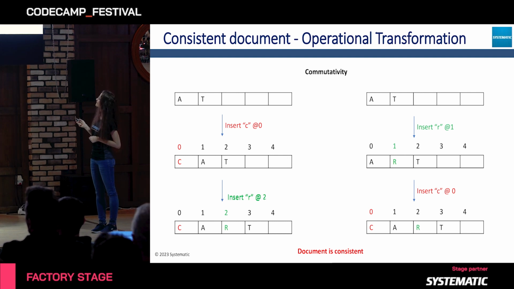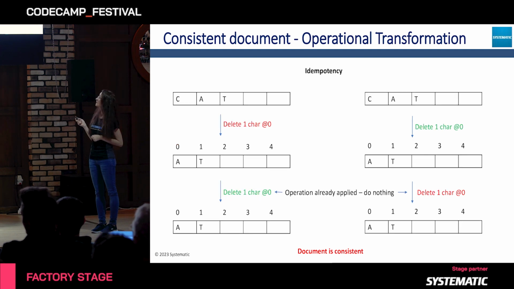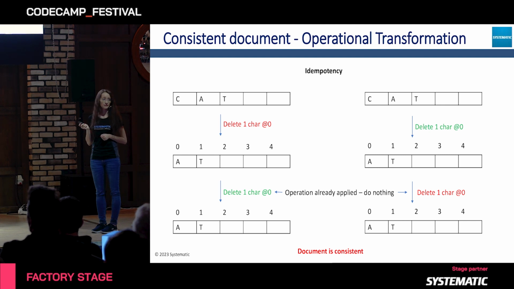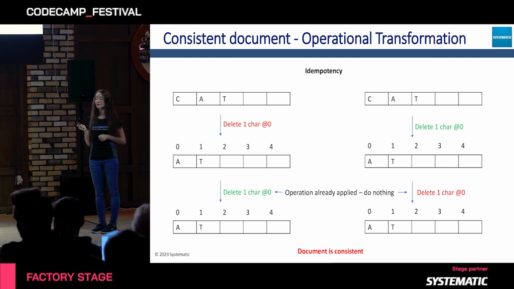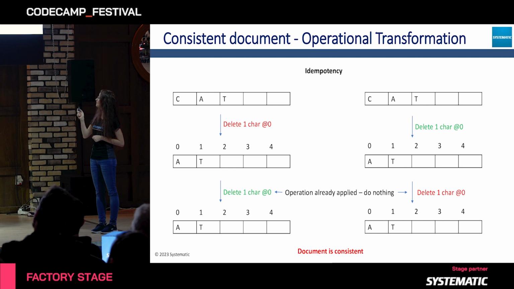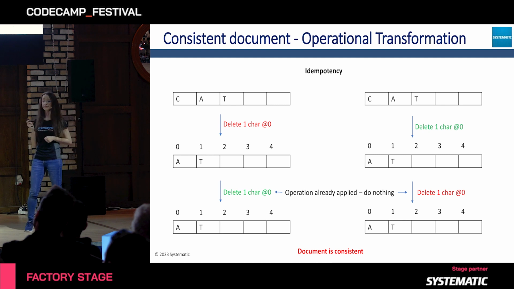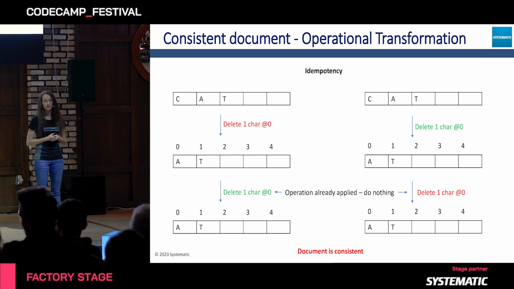Let's see the other example. So we had cat. User 1 deleted the first character. The same operation was performed by the second user. And when we finally receive the notification from the other one, by operational transformation algorithms, we have identified that the operation was actually already applied and we don't have to do anything. So in this specific case, the document is once again consistent. So by using operational transformation, and we have quite a lot of algorithms in our implementation, we were able to achieve that collaborative editor part.